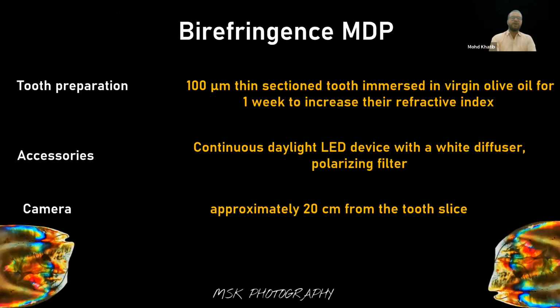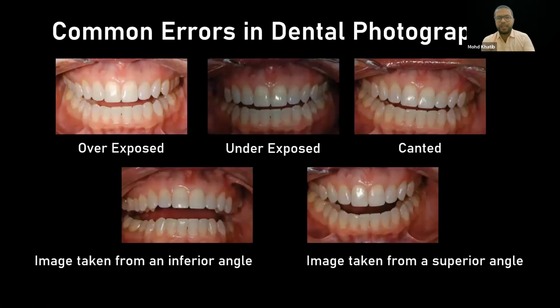Now, birefringence or cross polarizing photograph. How to take this photograph? Slice the tooth to less than 1 millimeter, dip it into oil, and place it between two CPL lenses, the cross polarizing lenses. Put a continuous light below it and click a photograph. So this type of image you can get with the birefringence image or CPL image.